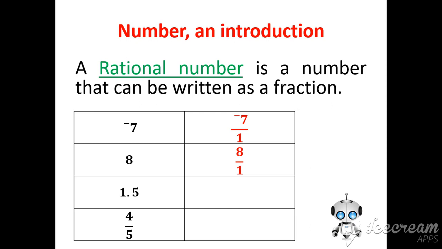Now, the number 1.5, a decimal, is halfway between 1 and 2. I can write it as this fraction, 3 over 2. 3 divided by 2 is equal to 1.5, and therefore it's a rational number. And finally, 4/5. 4/5 is already written as a fraction, so it's obviously a rational number. So any number that can be written as a fraction is called a rational number.